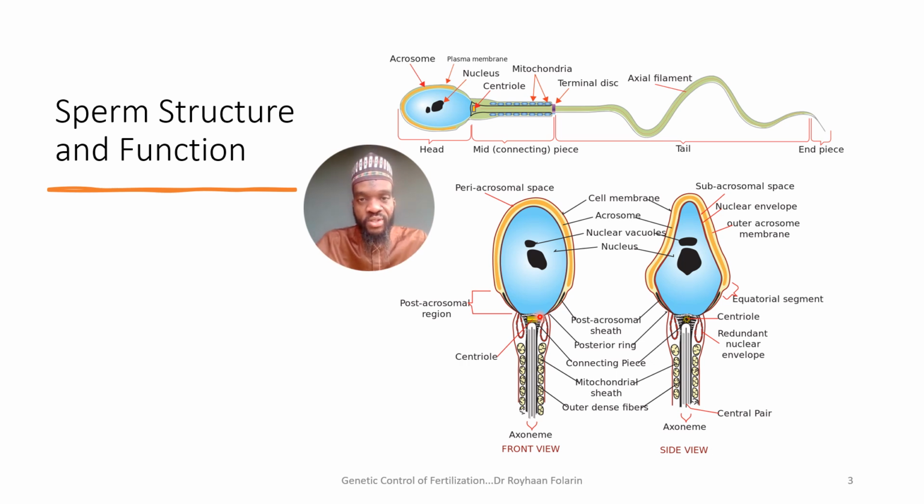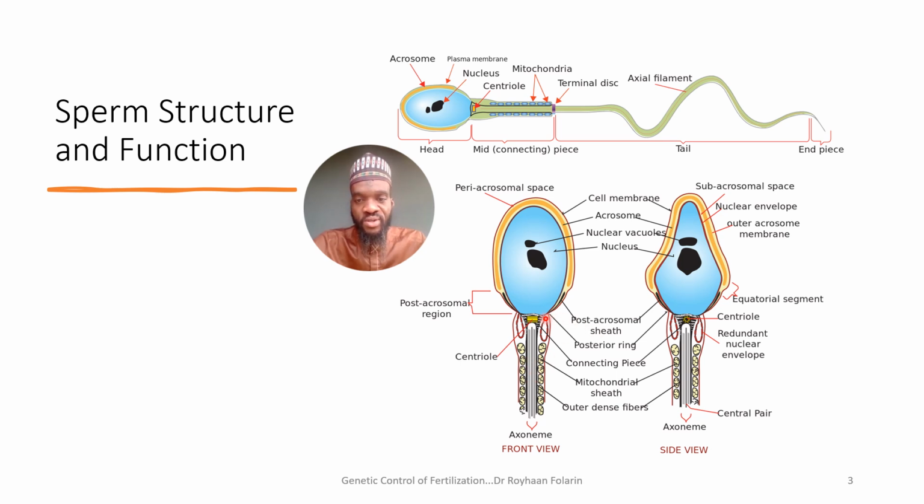Then the axoneme is usually found within the flagellum. That's the flagellar part that extends from here down into the other region, and it plays a key role in the motility that is essential for fertilization. And that's why if there is a mutation in the gene that expresses the axonemal protein, that can result in some motility disorders, including reduced sperm motility.